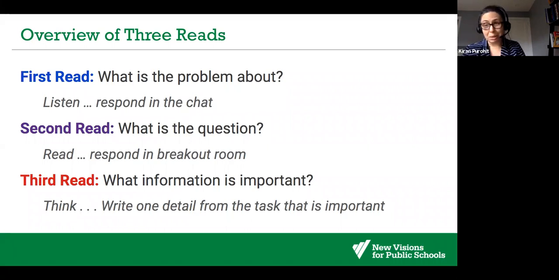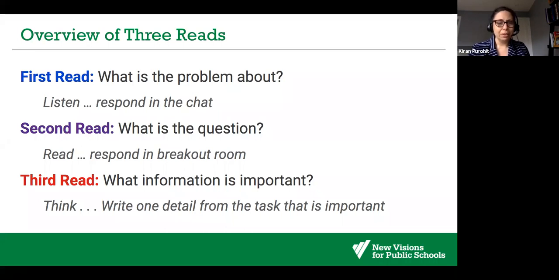You're just going to have 2 minutes in a breakout room. It's going to be very quick. Just check with your partner and be like, do you understand what it's asking? Okay, great. And come back together. 2 minutes. And then the third read is going to be, what information is important. And I'm going to ask everybody to pull out one important piece of information. So this is going to go really quick because it's not a very long task and we're going to read it pretty quickly. So we're going to get into it now.